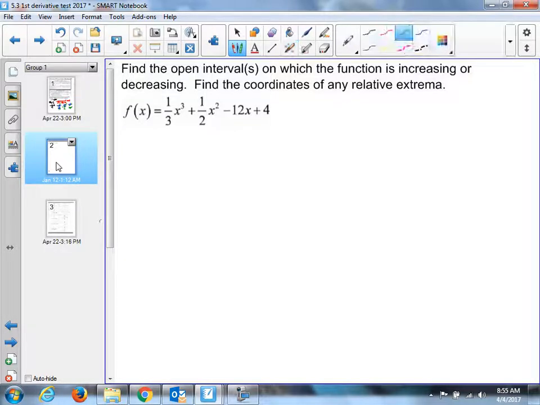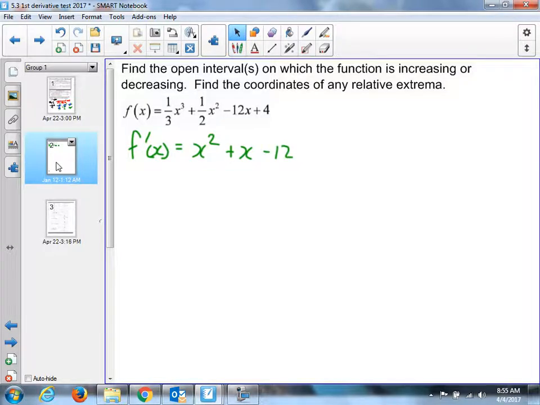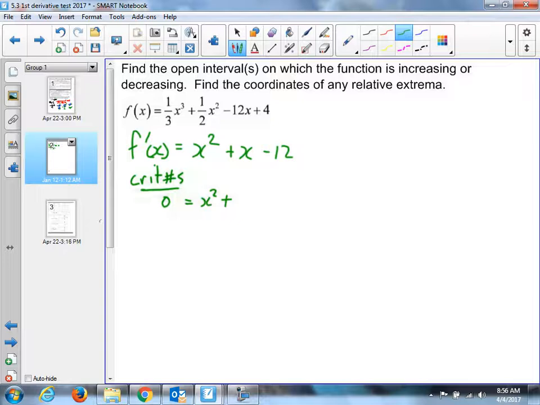You guys do it, I do it, we compare. This one's set up actually so that it has nice derivatives. Once you do the derivative, you set it equal to 0, because that's where your possible critical numbers are. There's no way that this could be undefined, so critical numbers, I like to state that, 0 equals x squared plus x minus 12. I factor it.